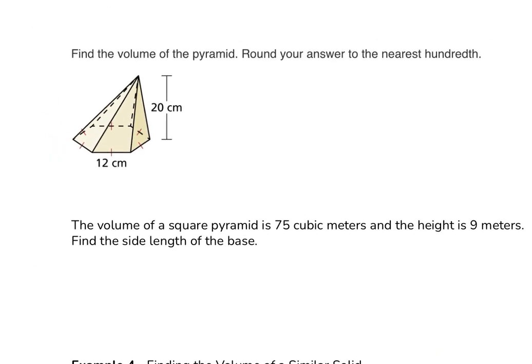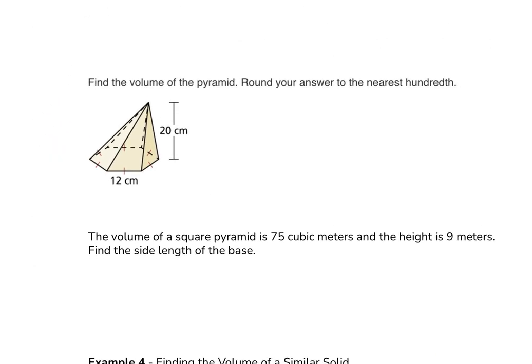Okay, this one's a little bit weird, a little bit different. We've got a lot of things going on here. First up, as I look at this pyramid, my base is what kind of figure? Hexagon. Yep. Do we have a formula for a hexagon? We have a formula for a triangle. We have a formula for a rectangle. We have a formula for a square. Do we have a formula for a hexagon?